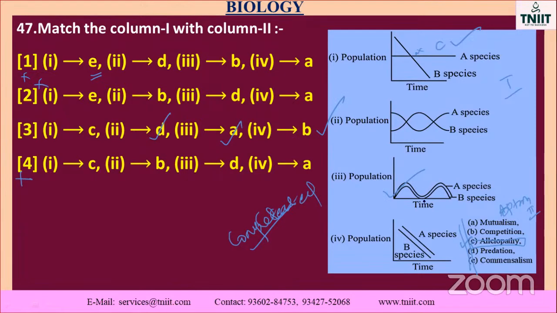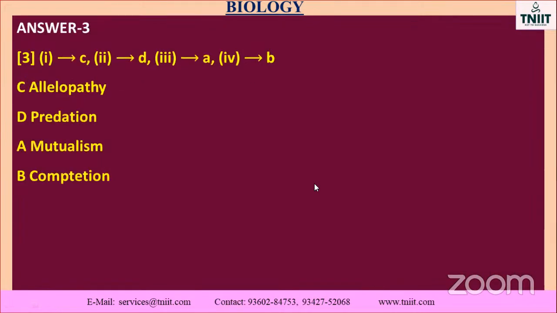Third one is population also plotted against time, and both the waves are going in the same aspect. A and B species are also going on the same pathway. What is the meaning? That is called mutualism. The last one is called competition. Okay, option C is the correct answer. See that: allelopathy, predation, mutualism, competition.